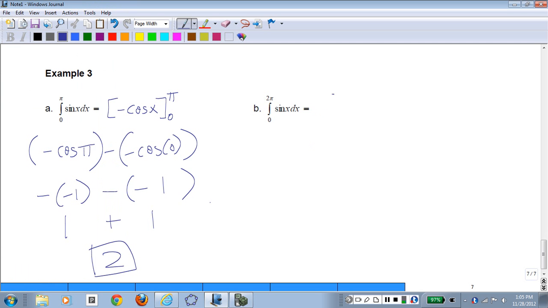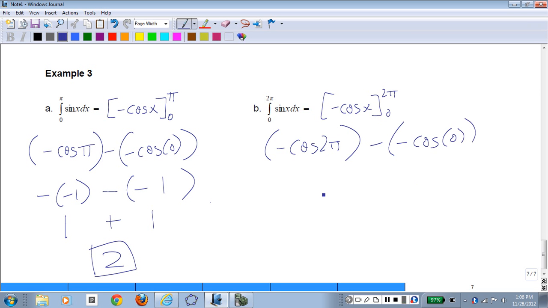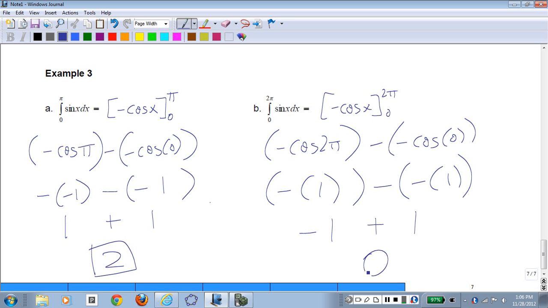And you can see what goes on here. It's negative cosine x from 0 to 2 pi. It's going to be negative cosine 2 pi minus negative cosine 0. Well, the cosine of 2 pi is the same as the cosine of 0. So it's going to be negative 1 minus negative 1. So negative 1 plus 1 is going to be 0.